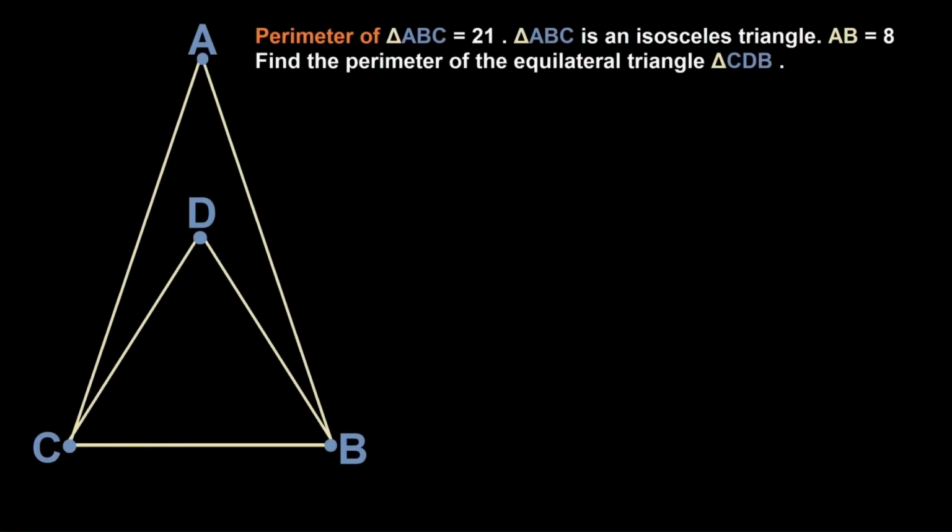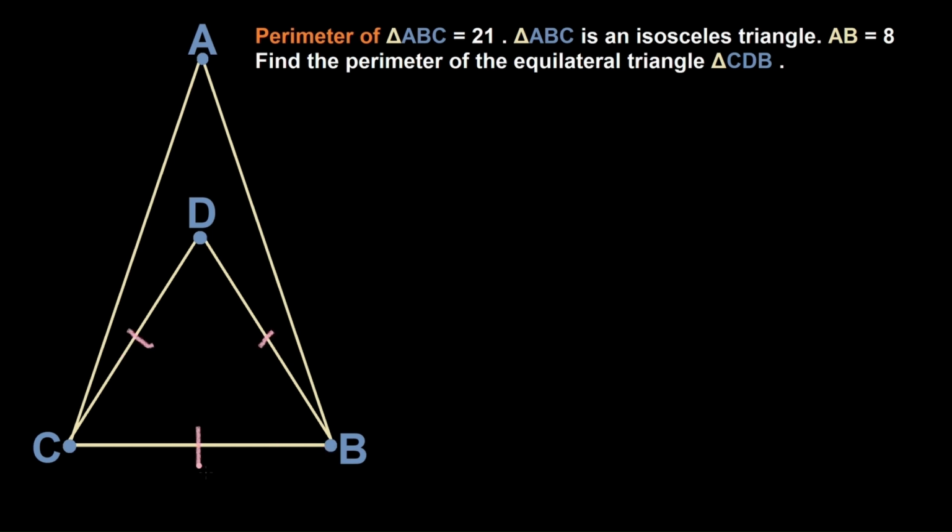Now, I've got a very cool question for you here. And this question will let us practice everything we have learned so far. The perimeter of the triangle ABC is 21. Now we see the triangle ABC here. Triangle ABC is an isosceles triangle. And we also know that the triangle CDB is an equilateral triangle.